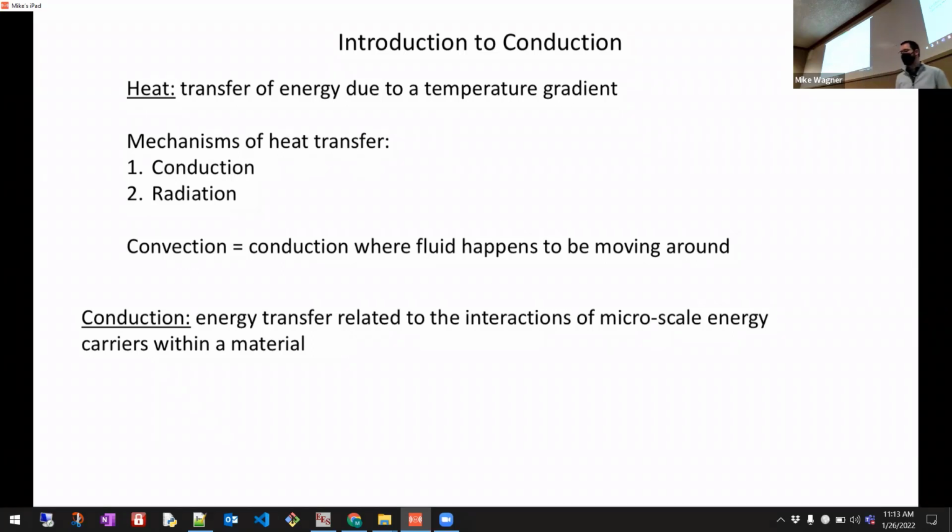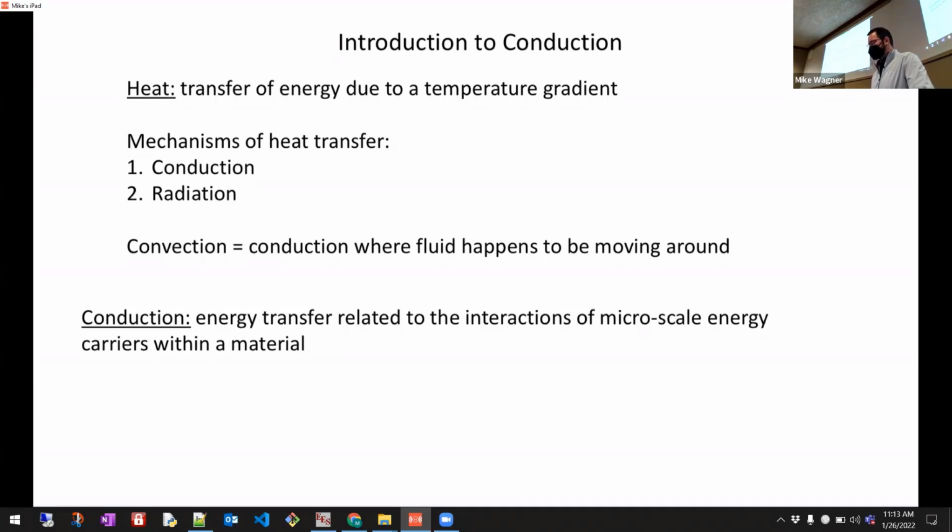Heat is just the movement of energy. So heat, as we define it here, is a transfer of energy, and it always is due to a temperature gradient. If you have a body that's sitting there at a uniform temperature, there's not going to be any heat flow within that body because there's no reason for heat to move. There's no temperature gradient.